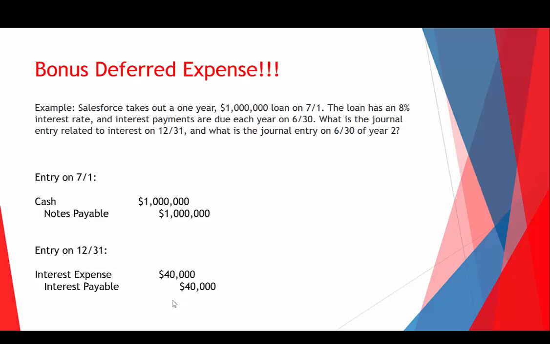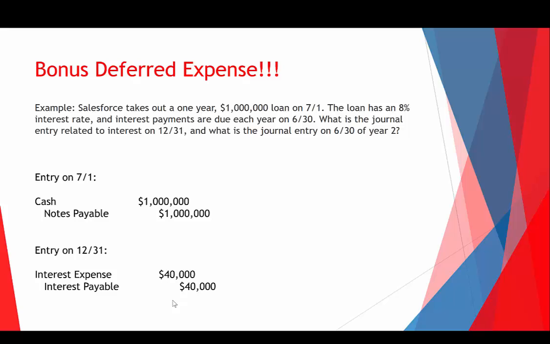All right, so now the last one is 6/30, year 2. We're going to go ahead and pay that one back now. First of all, we have to pay back the entire amount we borrowed. So we're going to debit notes payable, credit cash for $1 million, and we're done. Are we done though? Did I jump the gun? You did jump the gun. You got half of it right though. Partial credit. You're going to debit notes payable for $1 million.